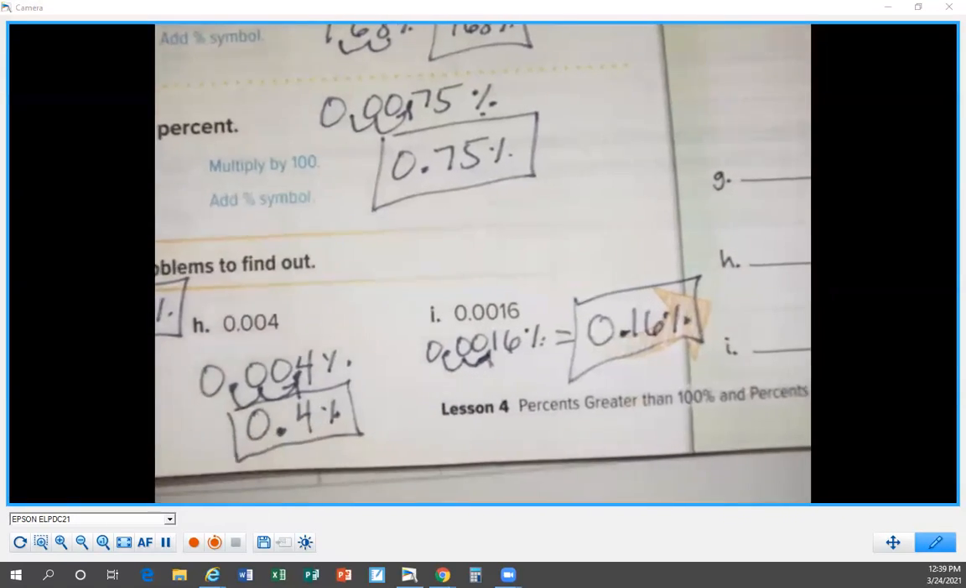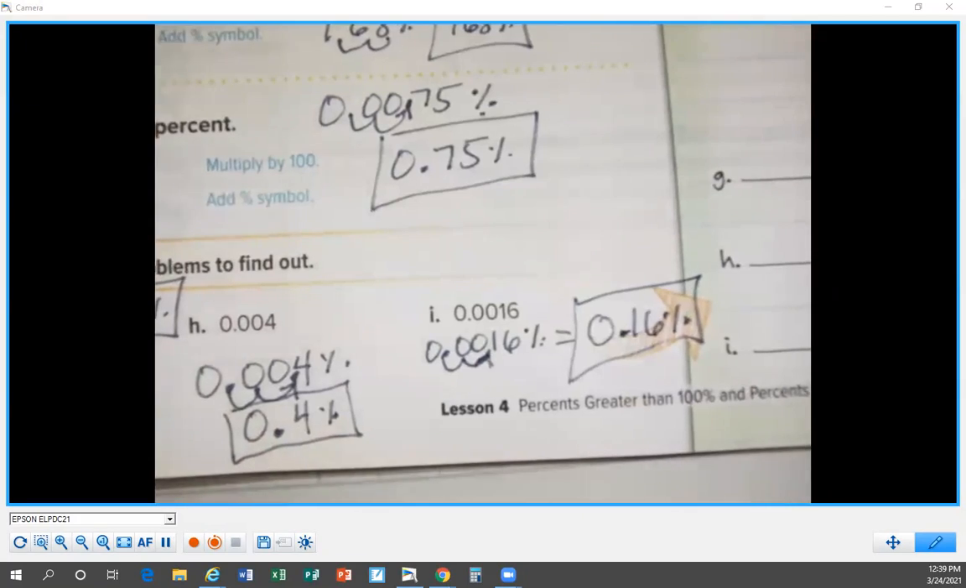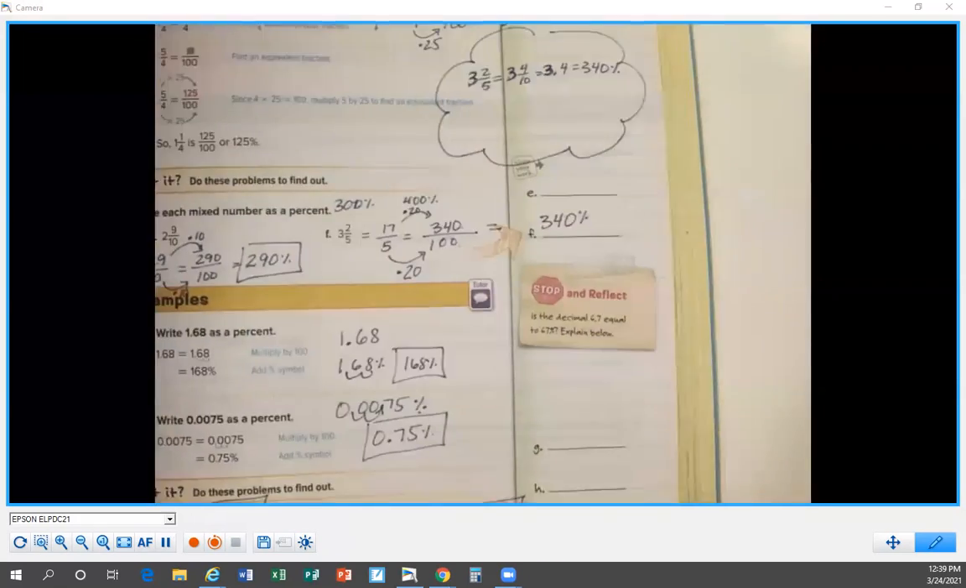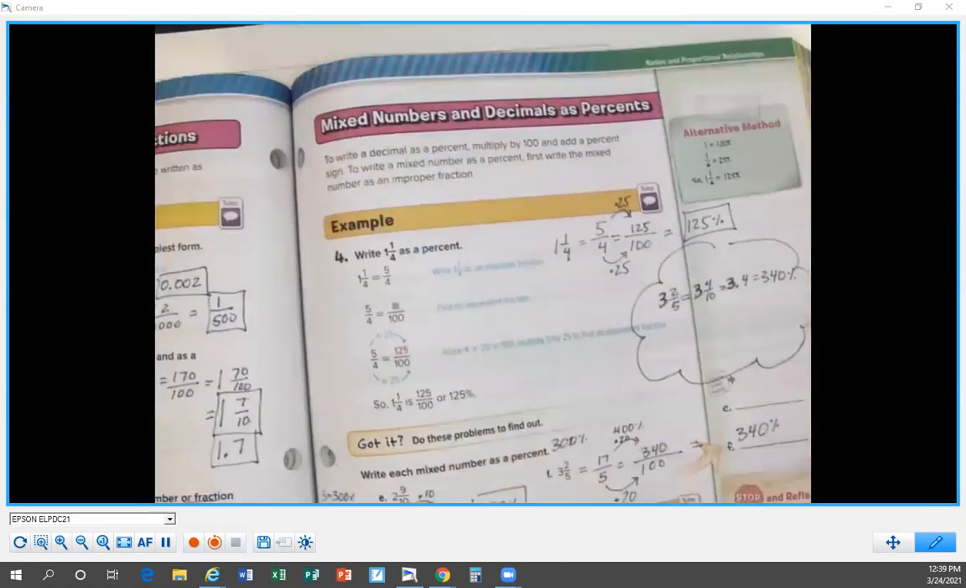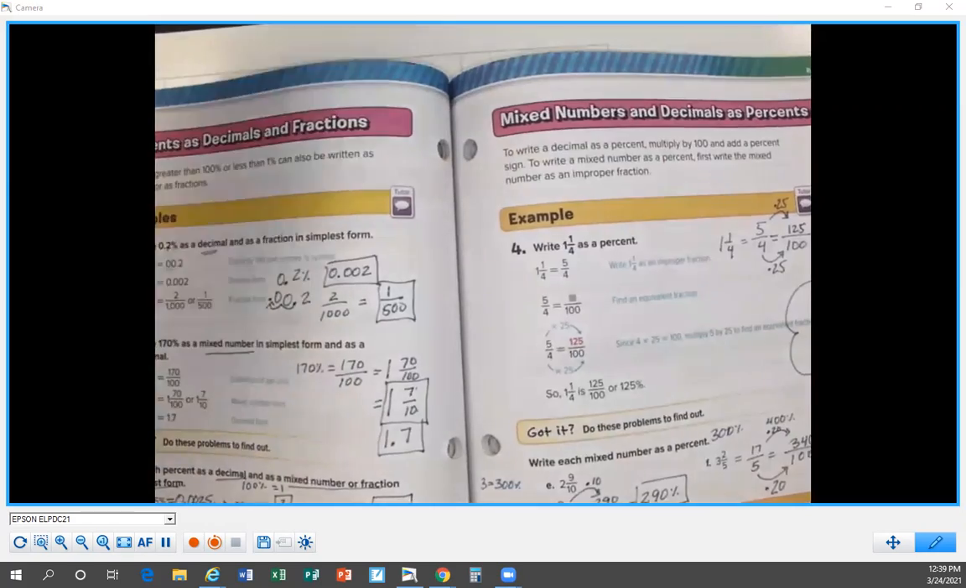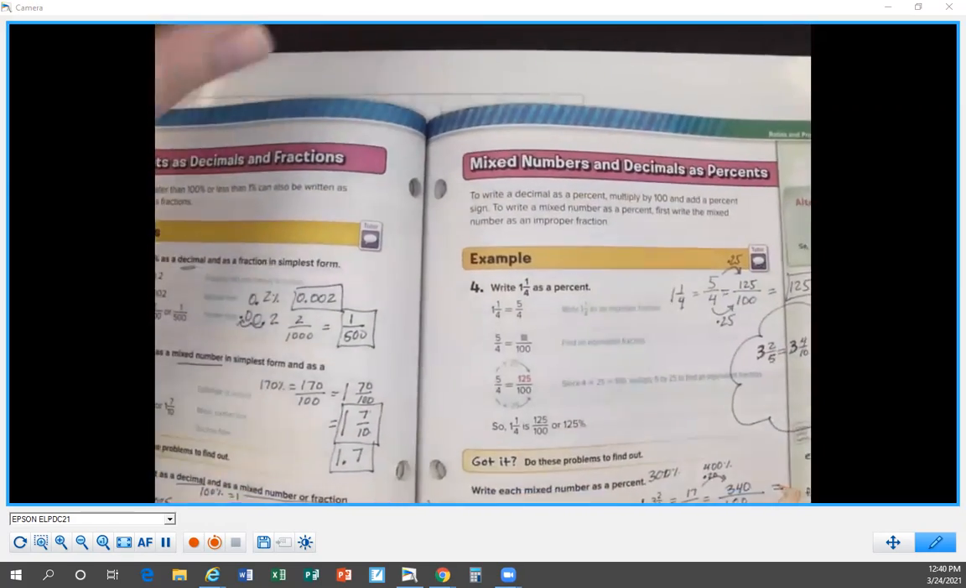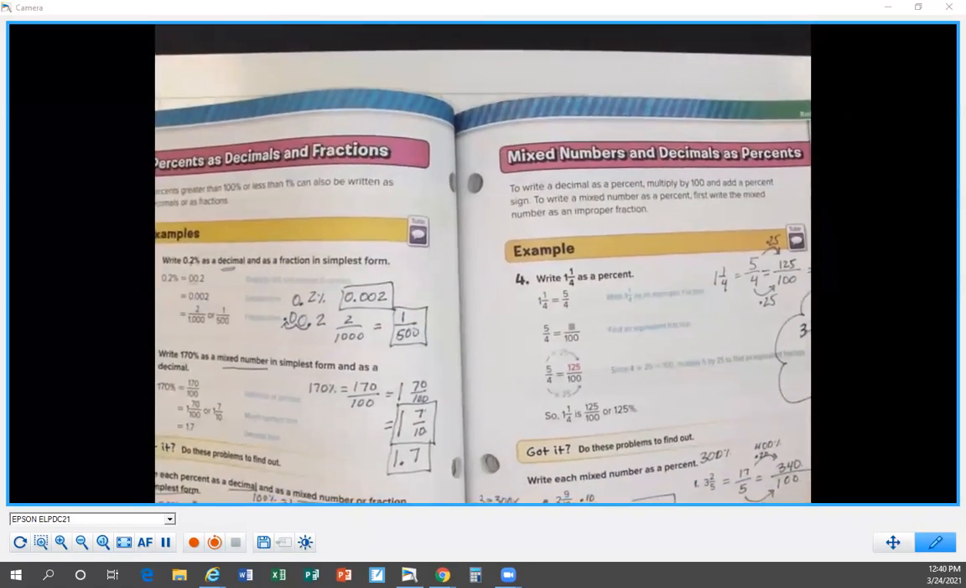Okay, so that is Chapter 2, Lesson 4, working with percents greater than 100% and working with percents less than 1%. Okay, working interchangeably between those fractions, decimals, and percents.